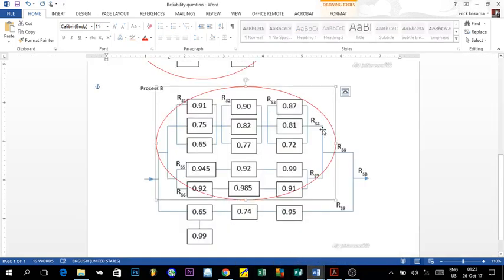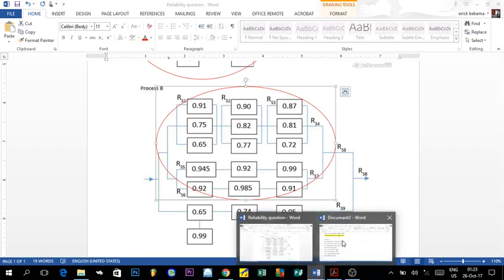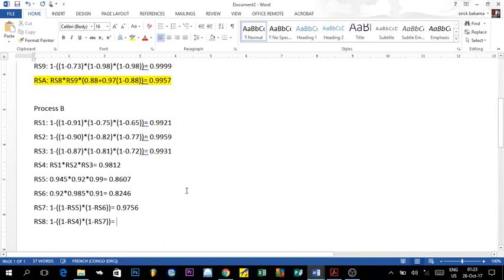So we have errors 4 and errors 7, and all of them are in parallel. This is the formula that we use, and then you replace the values. The value of errors 8 that we found is 0.9995. So this is how you find errors 8, and the values, as I said, are already here. We use them for errors 4 and errors 7.